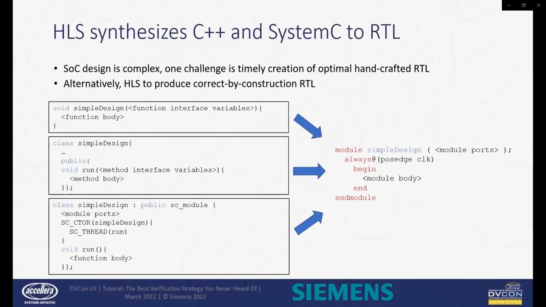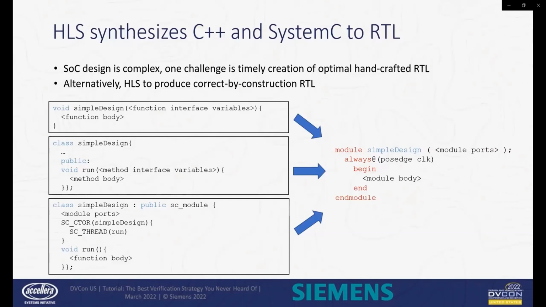Before going into too much detail, a bit of HLS 101. At its simplest, HLS synthesizes untimed C++ and clocked SystemC to RTL. And sure, system-on-a-chip design is amazingly complex, with one challenge being the timely creation of optimal handcrafted RTL. We lack the ability to discern functionality and PPA trade-offs until late in the game. Does our schedule include time to iterate through this long loop? Alternatively, coding in HLS results in correct-by-construction RTL. Well, what does this look like?